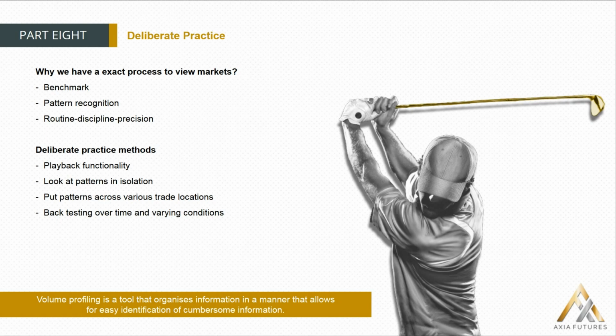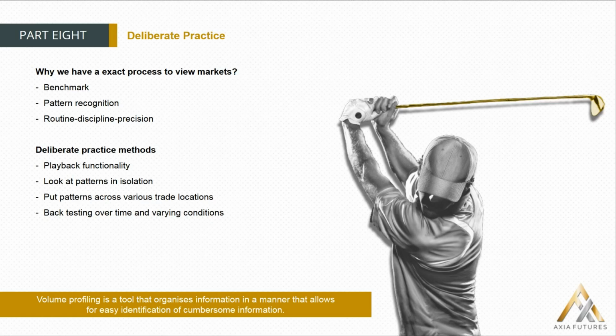Then looking at patterns in isolation, also known as backtesting. It's crucial that when you do identify one pattern, you don't just keep that one pattern. Go find as many observations of that pattern as possible. Break it down into its basic elements and learn about the different variations of how that pattern could potentially play out. And then we want to put the patterns across various trade locations. So we test these patterns, deliberately putting them in different situations to see how they respond in different conditions, different trade locations, different contexts.